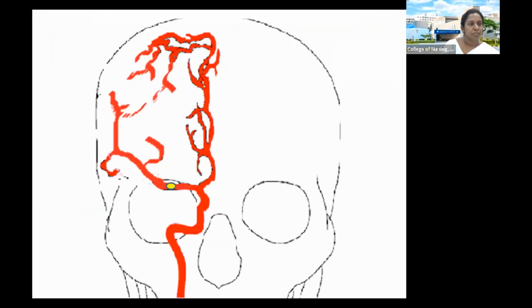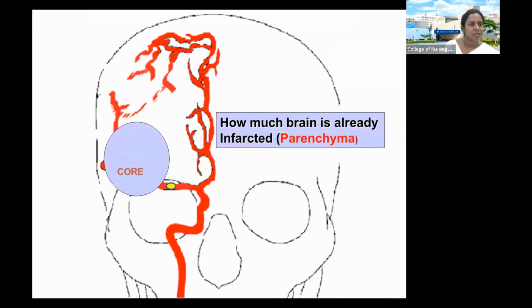Okay, so now just a pictorial representation of three things that we have to understand when it comes to management. The first one is how much of the brain is already infarcted, how much of the brain parenchyma is involved. In this picture, there's an animated feature where you can see a clot, and then there's a core area which is affected. That is the amount of brain that is infarcted, the parenchyma that is involved.